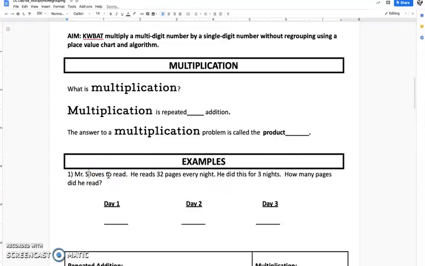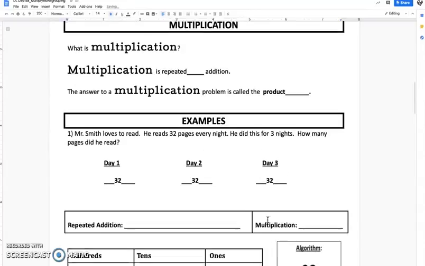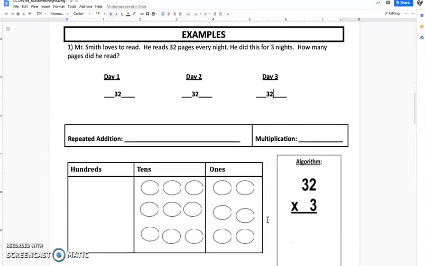Now, we have an example. Let's change it to somebody that you know. Mr. Smith loves to read. He reads 32 pages every night. He did this for 3 nights in a row. How many pages did he read? So if day 1 he read 32 pages, day 2 he read 32 pages, and day 3 he read 32 pages, how can we figure this out?